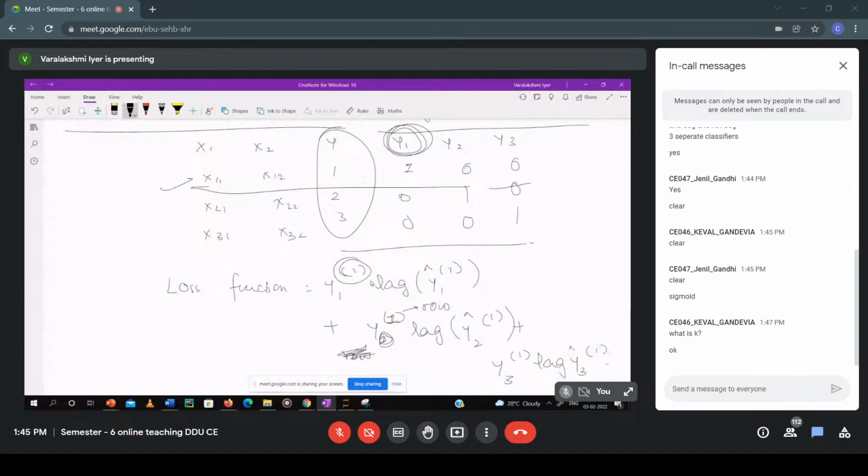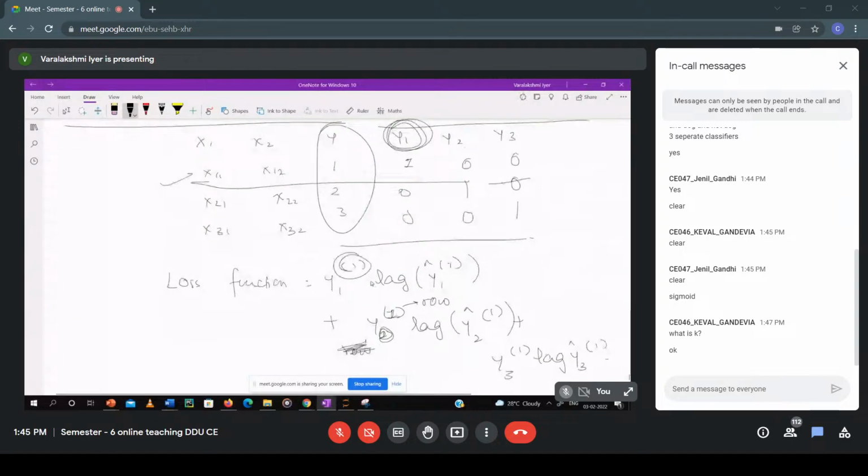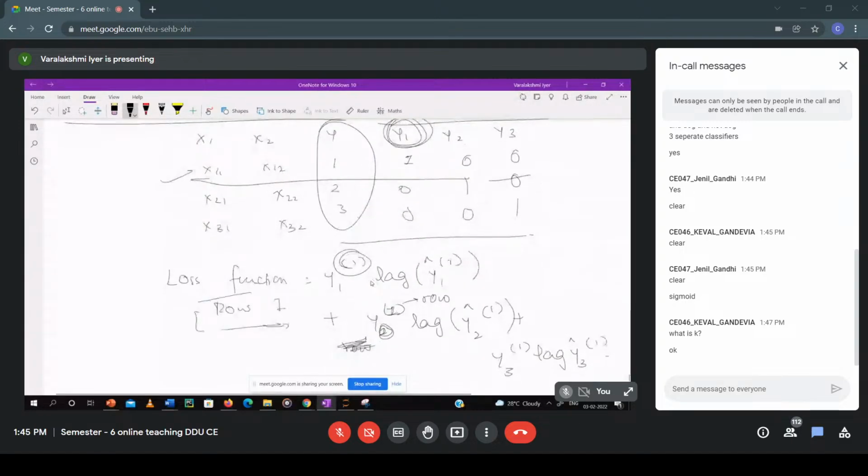Okay, so this is for the first row. Row number 1, I'm writing the loss function. Your entire loss function will be the sum over all the training samples. Right now I am just writing what the loss function will be for one training sample. In this case, you can see that y2 and y3 will be equal to 0. Yes or no? These two values will be equal to 0.